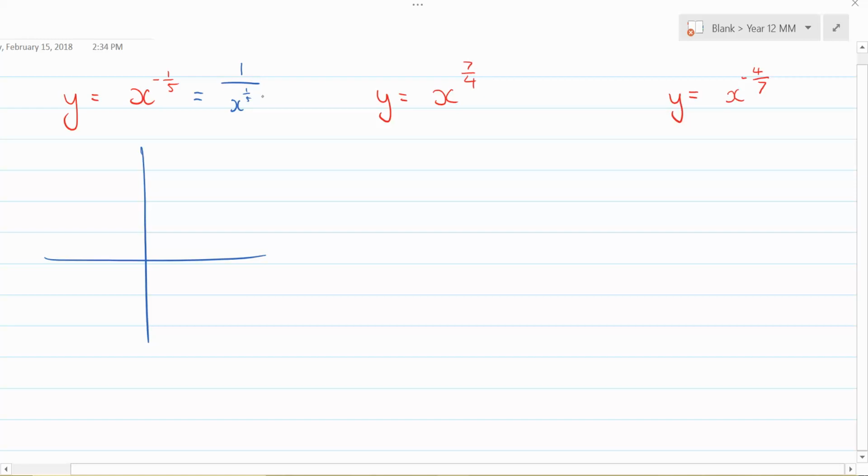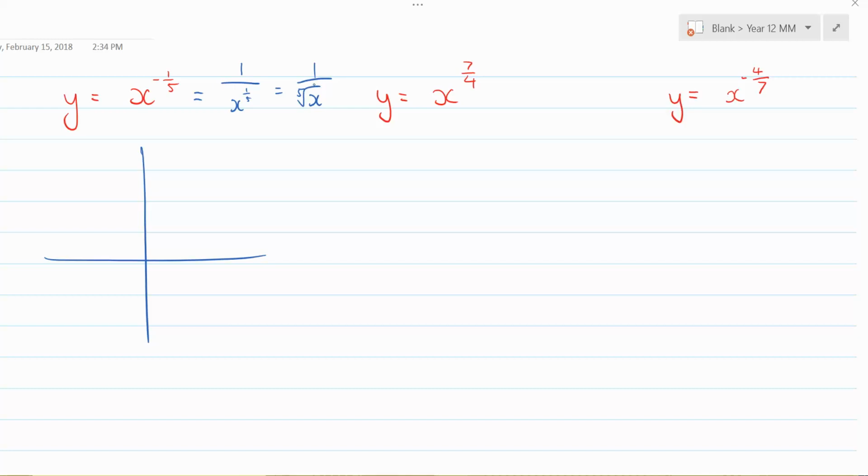X to the power of 1/5 actually just means 5th root. So technically, this is what I have. It's a 5th root of x. The first thing I already know, just by looking at that, is because it's 1 over something, it has to have asymptotes. As soon as you've got a fraction, it has to have asymptotes, because if that was 0, 1 divided by 0 is undefined. So I already know there's a vertical asymptote at x equals 0.